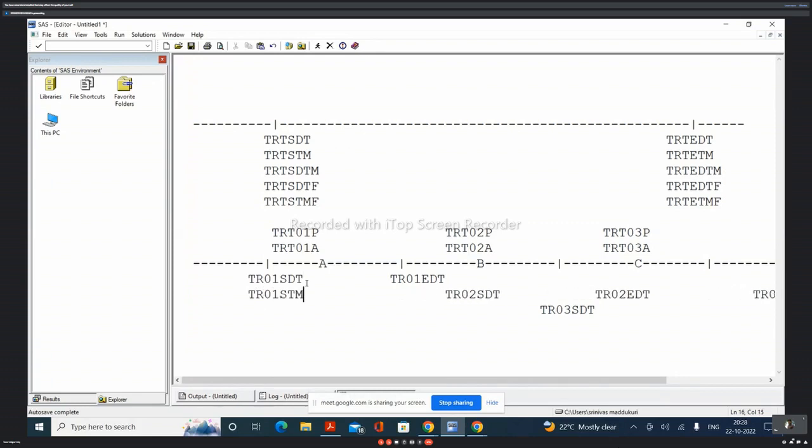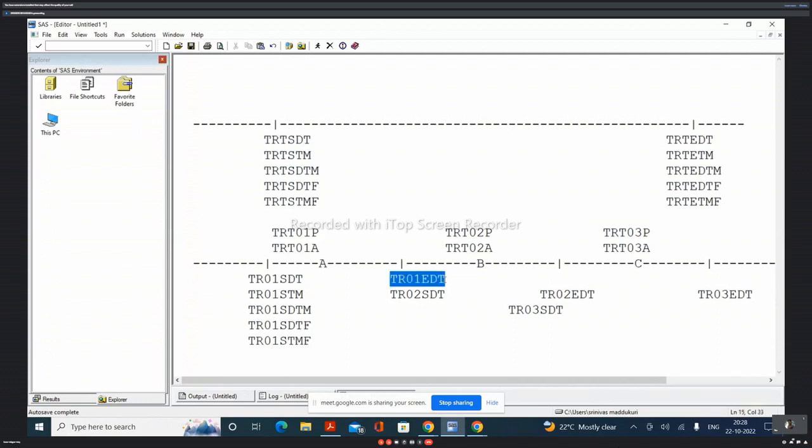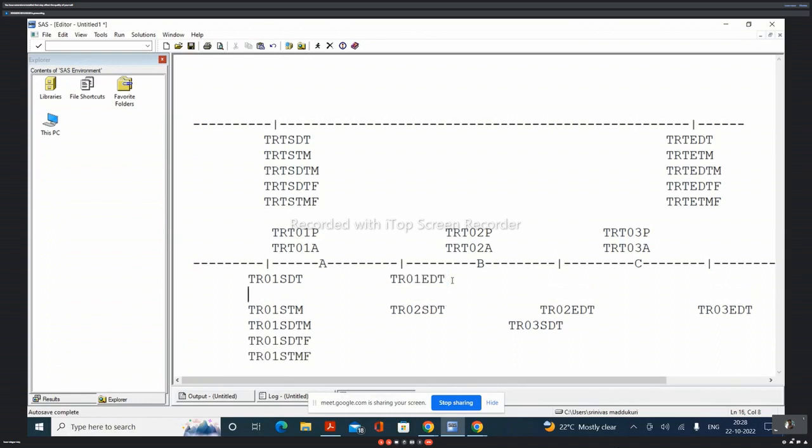TR01 STM. Then we should have TR01 SDTM. Then we should have TR01 SDTF. Then we should have TR01 STMF. And again, for end date, we are going to have the same again, with the flags. Here we should have TR01 EDT, TR01 ETM, end date and time, end date imputation flag, end time imputation flag.